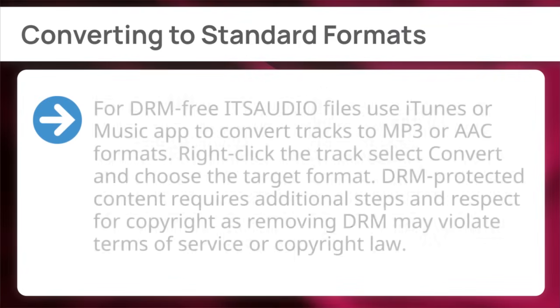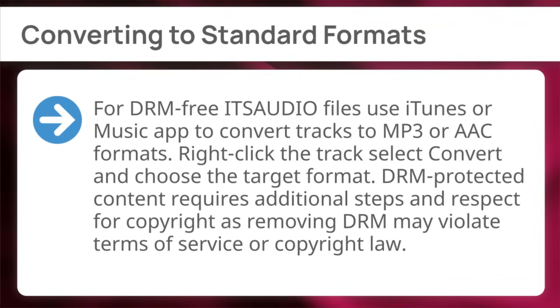Next, converting to standard formats. For DRM-free ITSAUDIO files, use iTunes or Music app to convert tracks to MP3 or AAC formats. Right-click the track, select Convert, and choose the target format. DRM-protected content requires additional steps and respect for copyright, as removing DRM may violate terms of service or copyright law.